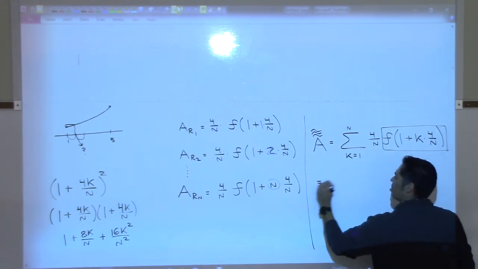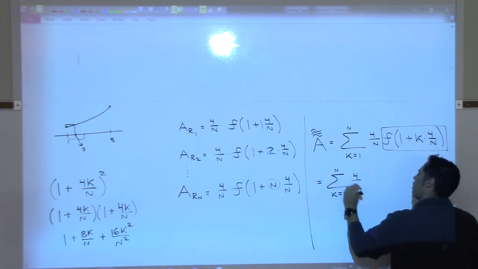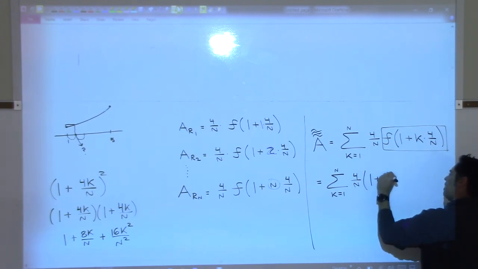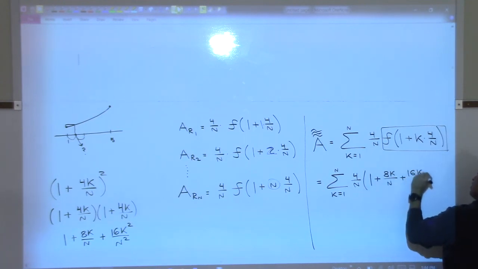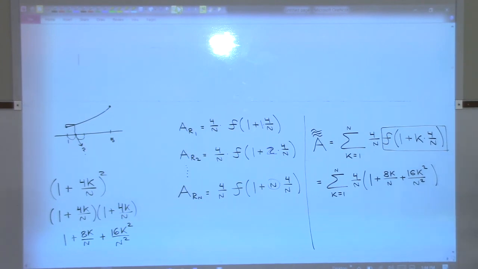Okay. So now we're at sum k equals 1 to n of 4 over n, and then this became 1 plus 8k over n plus 16k squared over n squared. Okay, there we go. This is our formula that'll give us the area for n rectangles underneath the function x squared on the interval 1 to 5. Right? So let's see if we can use our common sum formulas to figure out what this is.